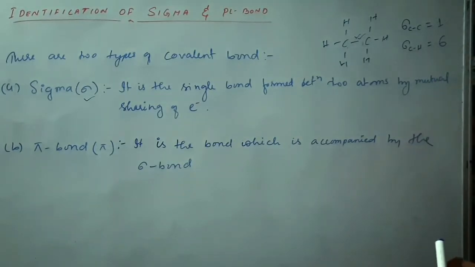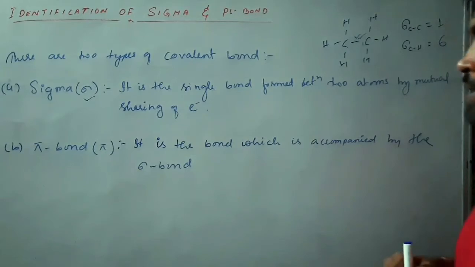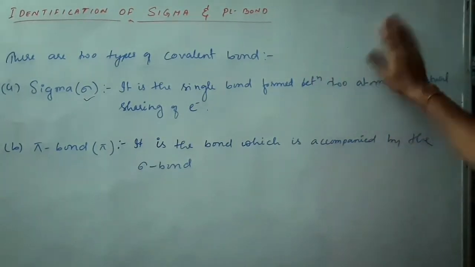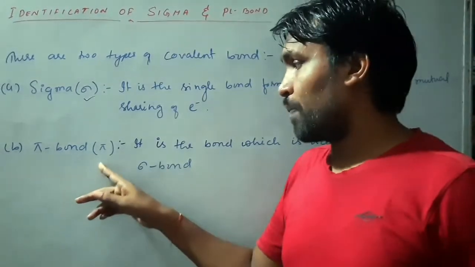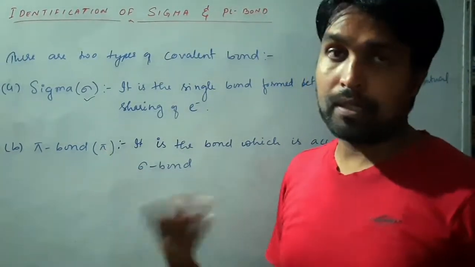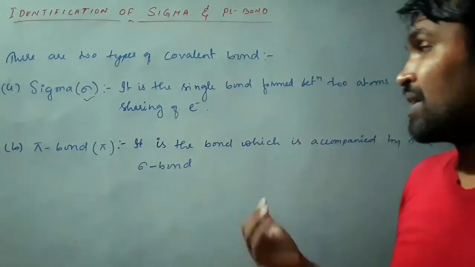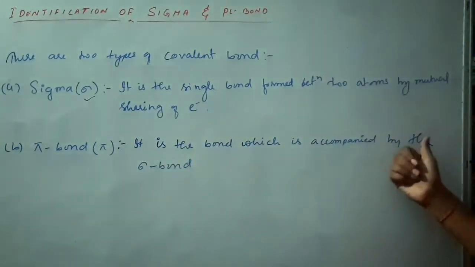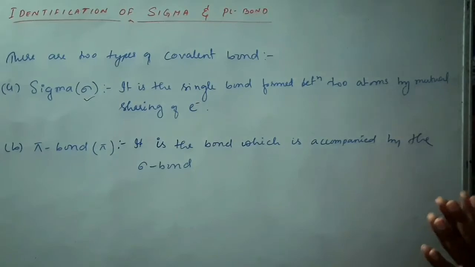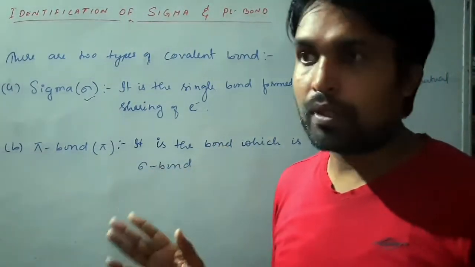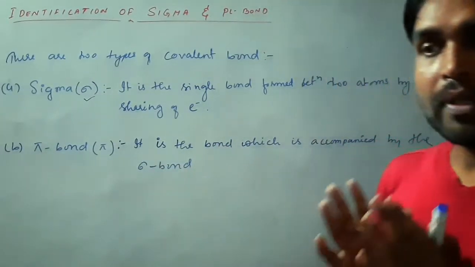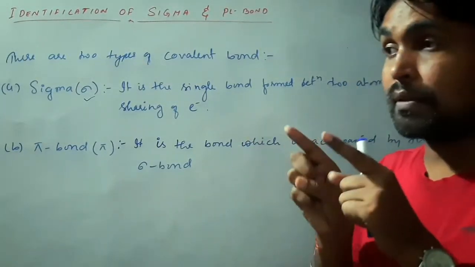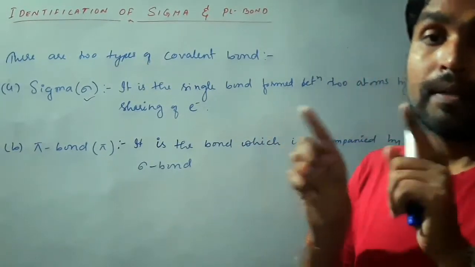Okay, dear students, fine. Hope you have understood what sigma bonds are. Now coming to the pi bonds. Pi bond is represented by the symbol pi. What is the pi bond? I'll tell you. It is the bond which is accompanied by the sigma bond. See, pi bonds will never ever occur alone. They will be accompanied, they will be along with a sigma bond.